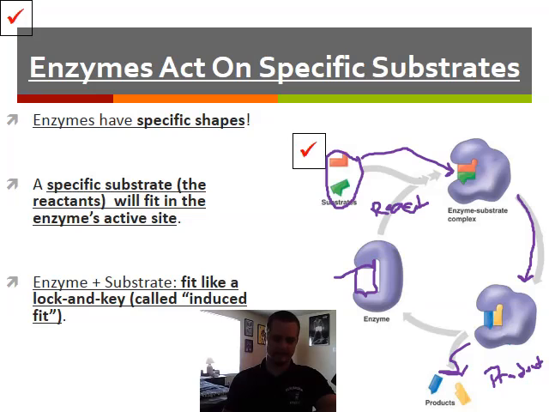Wow. Okay, I'm going to be really impressed if you can read that. But anyway, reactants to products with the help of an enzyme.